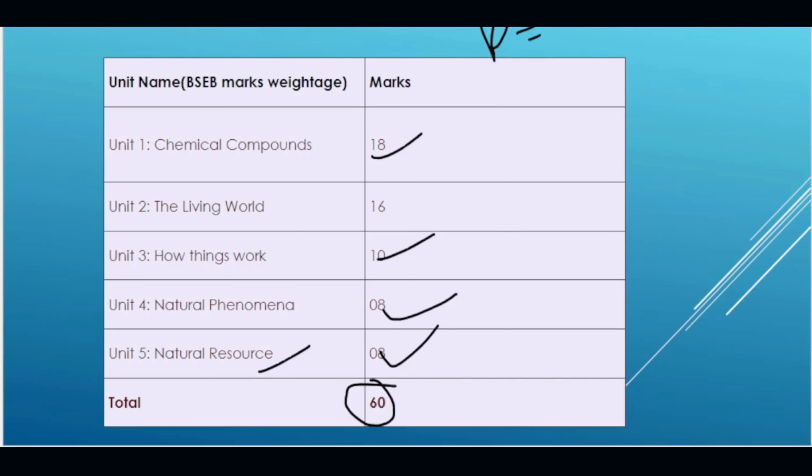In my next video I'll be discussing the strategy on how to score more and more marks. So please watch the video till the end. We'll meet in the next videos with the proper plan and strategy.